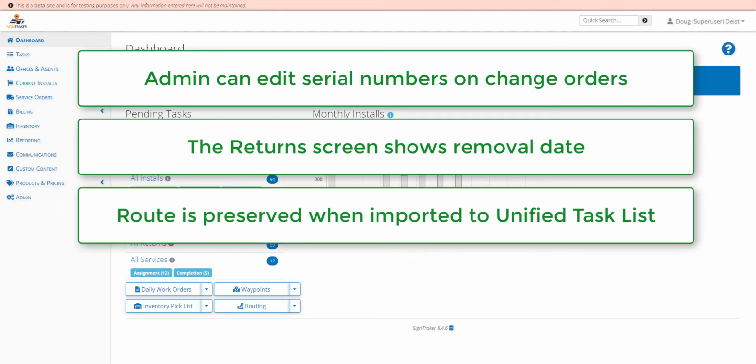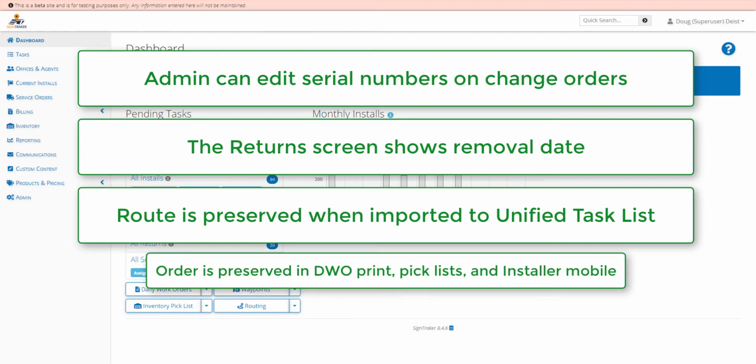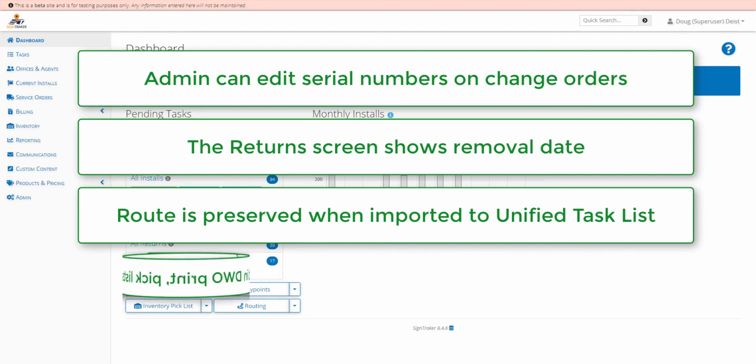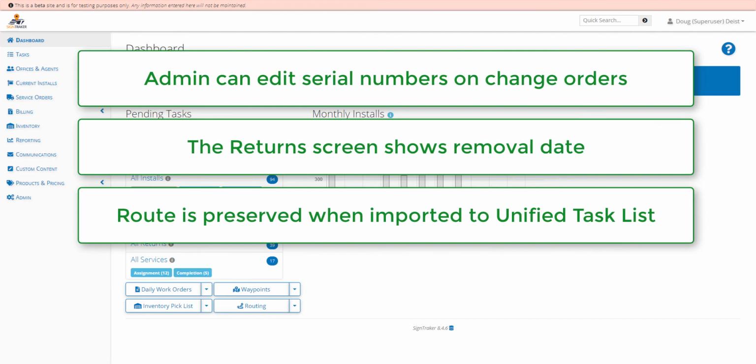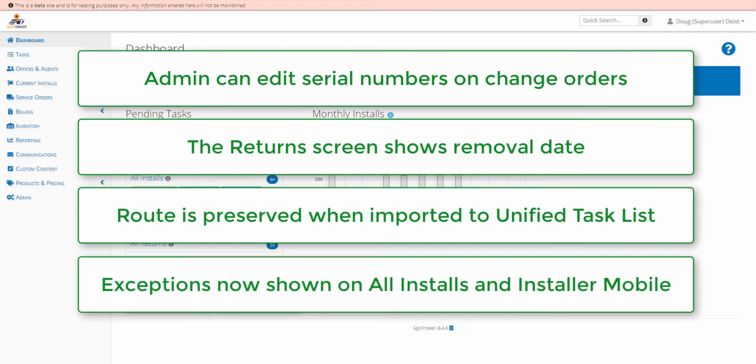You can now also import route order and preserve the route order via the unified task list if you're using external applications like WorkWave or Optimal Route to route your drivers. So what that means is if you set the route up in one of those external applications and you import the route into SignTraker, the production of the pick lists, the waypoints, the daily work orders, and even the display on the driver's phones will all be preserved in the order you established there.